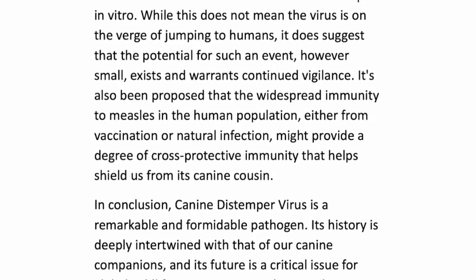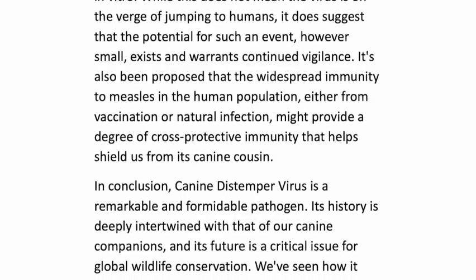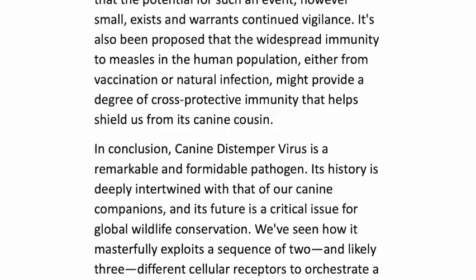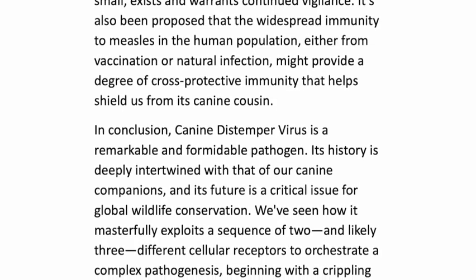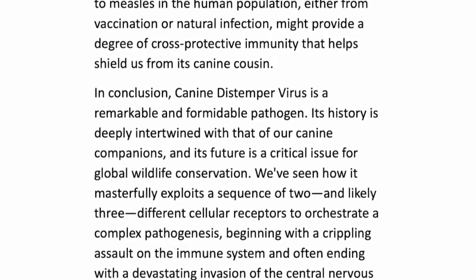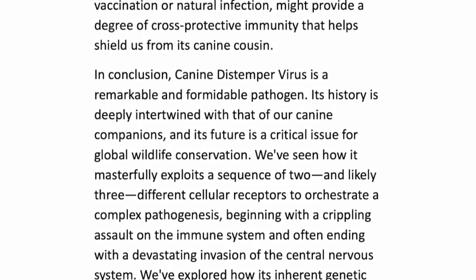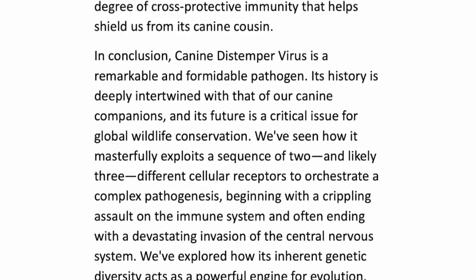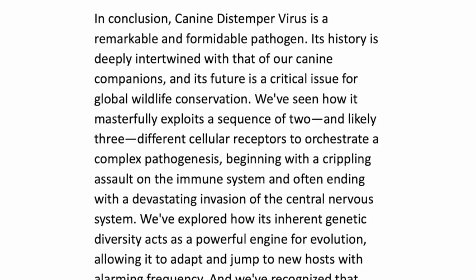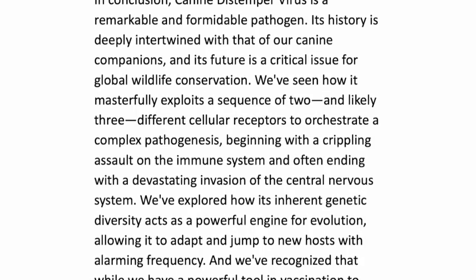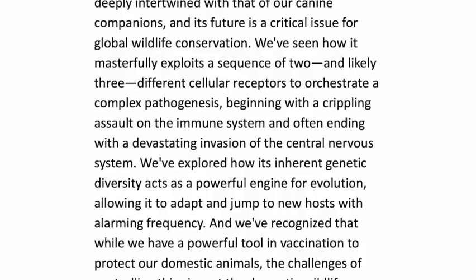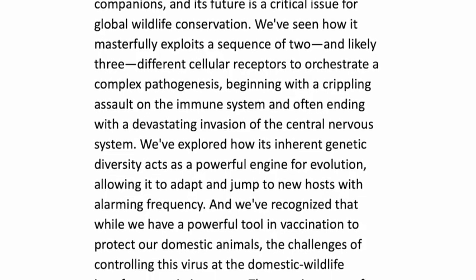In conclusion, canine distemper virus is a remarkable and formidable pathogen. Its history is deeply intertwined with that of our canine companions, and its future is a critical issue for global wildlife conservation. We've seen how it masterfully exploits a sequence of 2, and likely 3, different cellular receptors to orchestrate a complex pathogenesis, beginning with a crippling assault on the immune system and often ending with a devastating invasion of the central nervous system. We've explored how its inherent genetic diversity acts as a powerful engine for evolution, allowing it to adapt and jump to new hosts with alarming frequency.